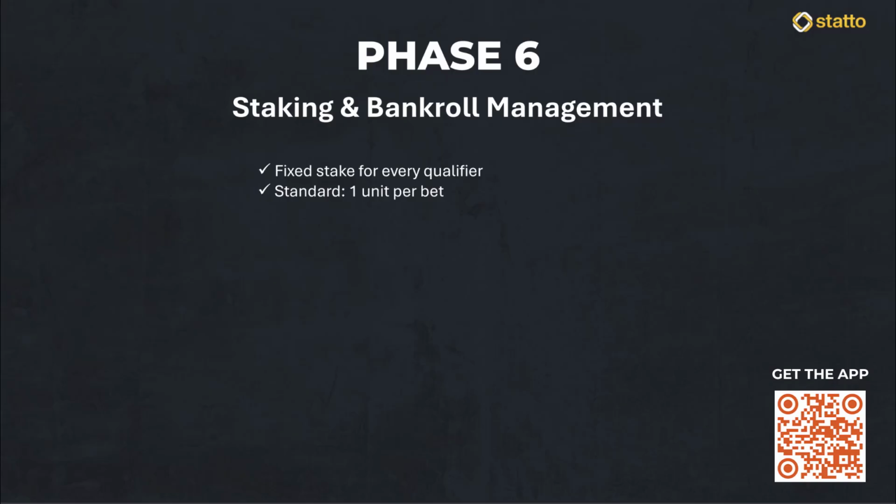You're not relying on one perfect bet. You're relying on a series of well-selected situations over time, so your staking needs to reflect that. A simple and effective approach is to use a fixed stake on every qualifier. That might be 1 unit per bet, and for most people that will be somewhere between 1 and 2% of your total bankroll. The key here is consistency.